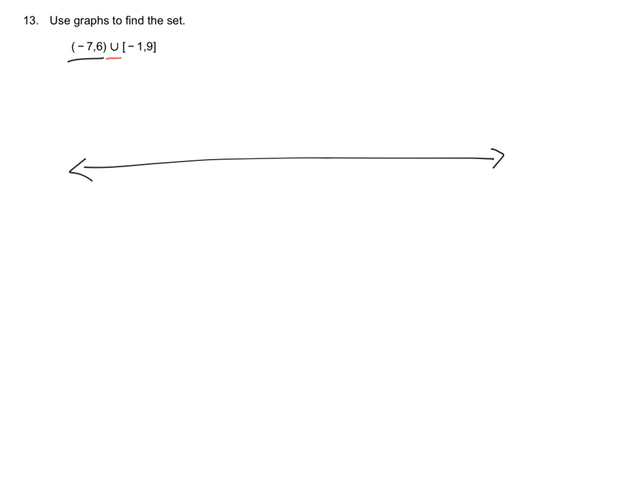First, I'll graph -7 to 6. So I'll plot a -7. That number is not included, so I'll put a parenthesis, and that's going to go all the way to 6. We'll say it's around here. And 6 is also not included, so I'm going to put a parenthesis on it. And x can be any value between those two. So that's my first interval.